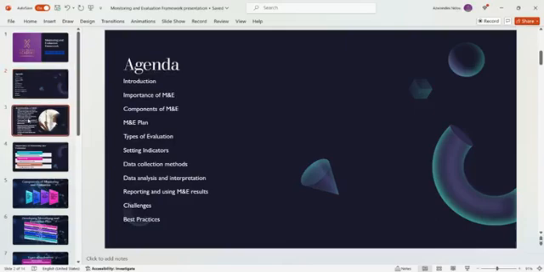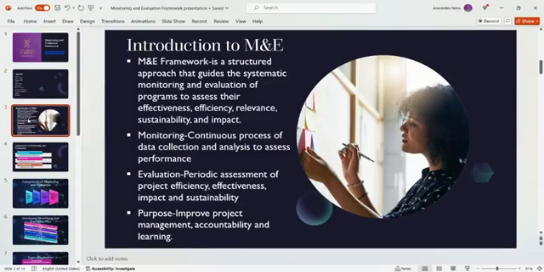So let's delve into what the M&E framework actually is. This is a structured approach that guides the systematic monitoring and evaluation of programs to assess their effectiveness, efficiency, relevance, sustainability, and impact. From this definition, it is very clear that organizations must have an M&E framework, because it is a structured approach that guides organizations in conducting systematic monitoring and evaluation of different initiatives, whether it's a policy, a program or a project.